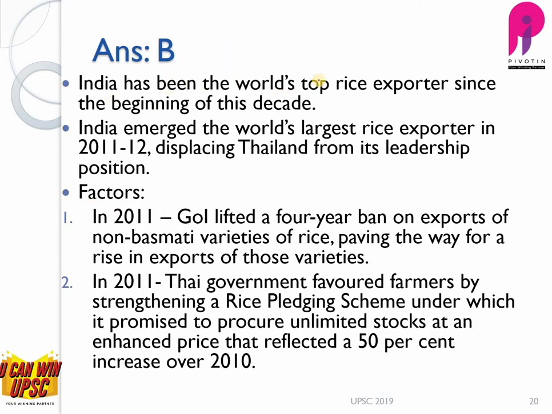India has been the world's top rice exporter since the beginning of this decade. It displaced Thailand from the leadership position. How did it happen? Because there are some factors involved in it. In 2011, the government of India lifted a 4-year ban on exports of rice varieties, and therefore people started to export rice in large quantities. And a similar thing which happened in Thailand was they favored the farmers. They told that we will get the grains from the farmers. So what the farmers of Thailand did was they gave their stocks to the government instead of exporting. And hence India emerged as the top rice exporter, displacing Thailand.